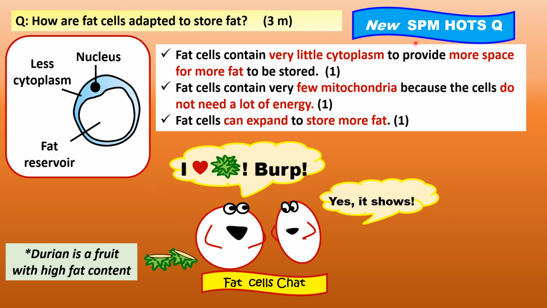So this can be a new SPM HOTS question, since it's in the textbook too. You need to know about the three adaptations of fat cells.